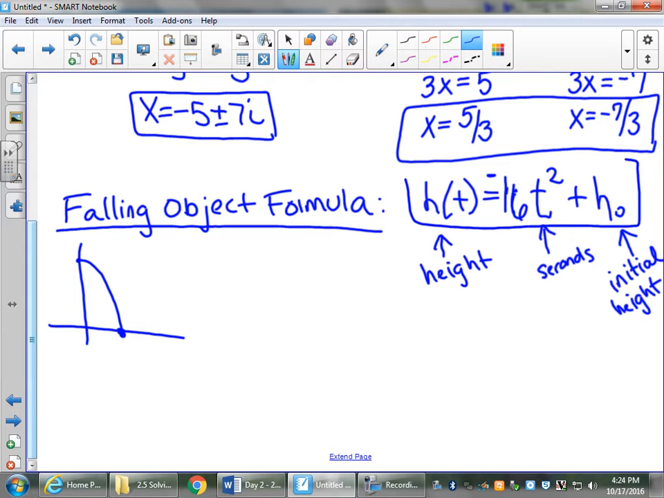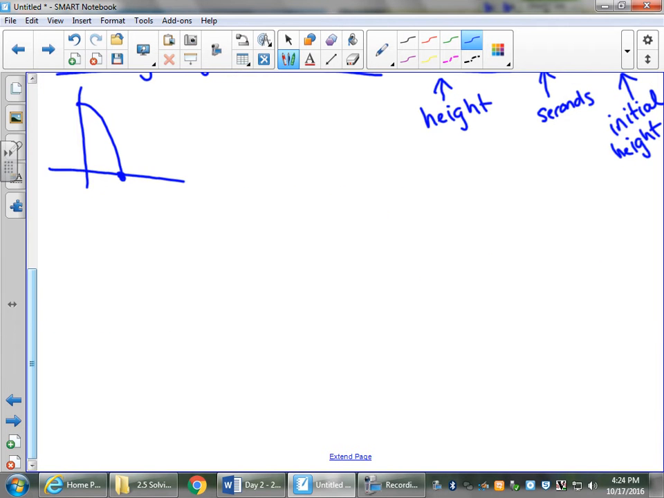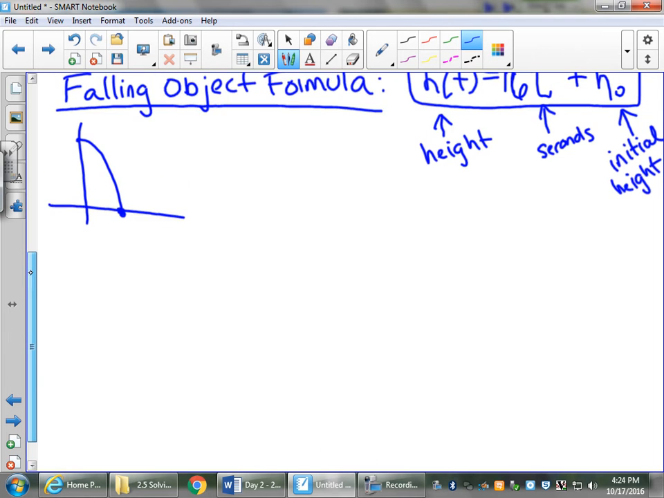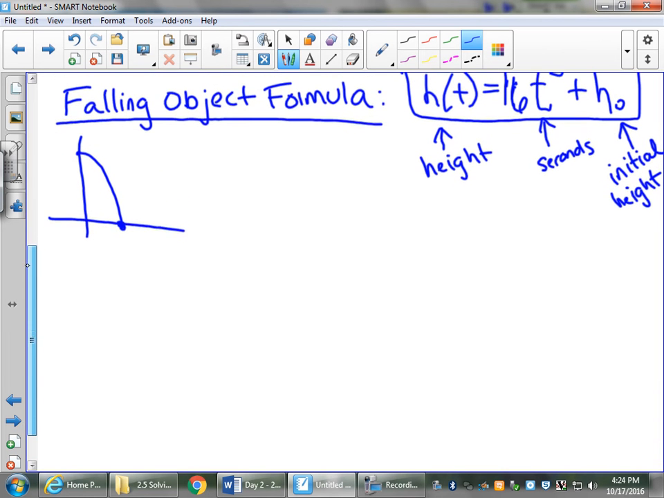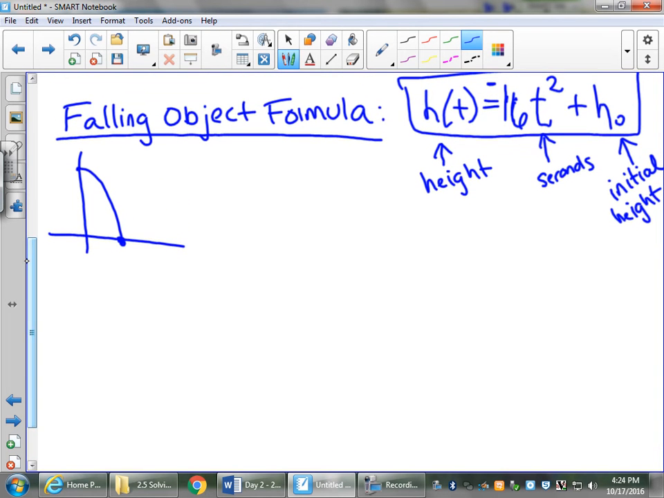This is also specific to measurement in terms of feet. If you were to have a different unit of measure like meters, then it would not be a negative 16. It would be a different value. Meters is technically negative 4.9. So you might see that come up in the future on some examples. But in terms of the formulas you have to memorize, that's the one you're going to be working with most often.